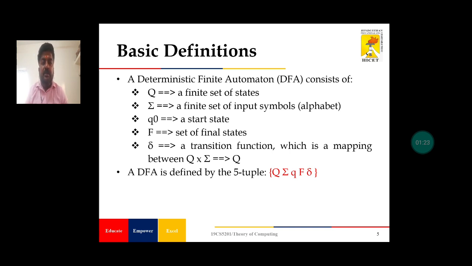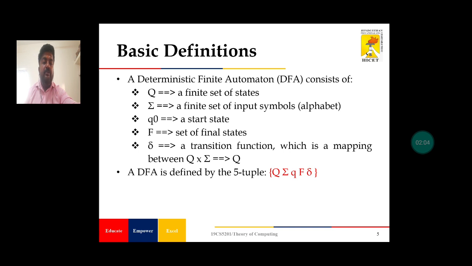The next is the basic definition of finite state machine. It is a mathematical model consisting of 5 tuples. Those are capital Q, a finite set of states; summation, a finite set of input symbols, also called the alphabet. Alphabets are 4 types. Those are digits 0 to 9, special characters, operators, and symbols that are given on your keyboard. In simple terms, all the characters present on your keyboard are input for the finite state machine. Q0 is the starting state, F is the set of final states, and delta is the transition function, which is a mapping between the set of states and input alphabets, moving to more number of states.